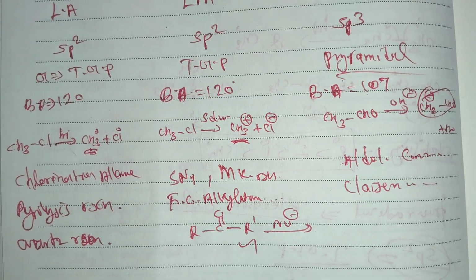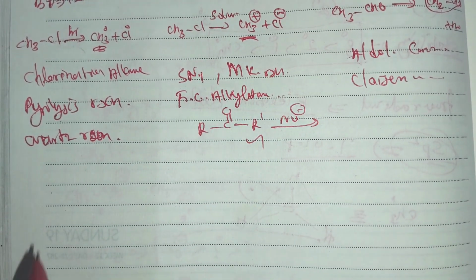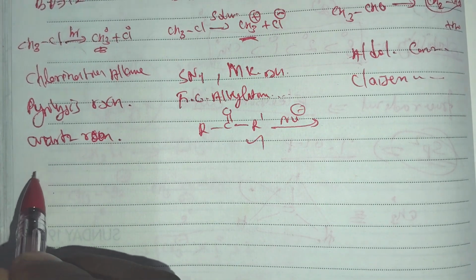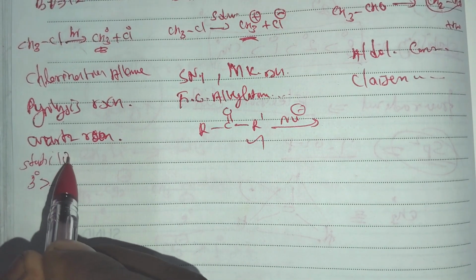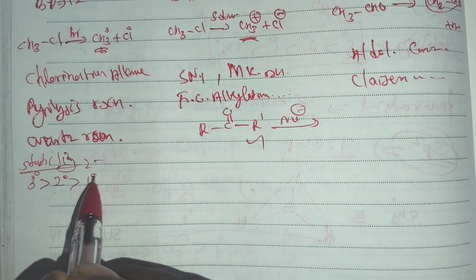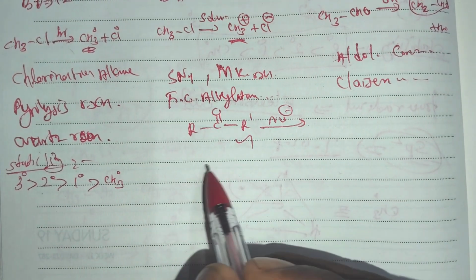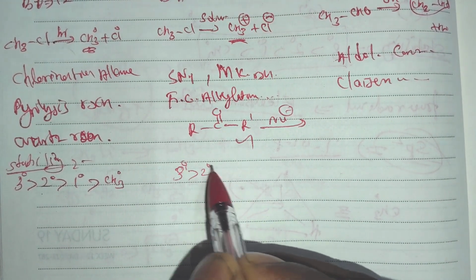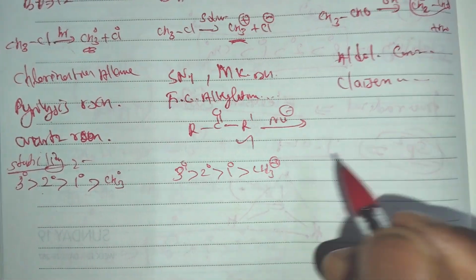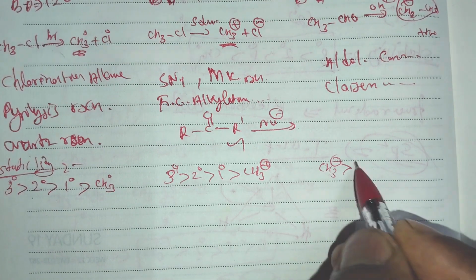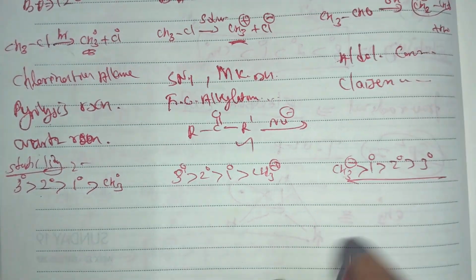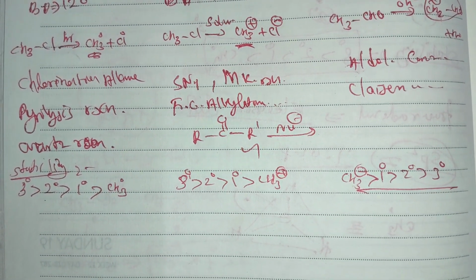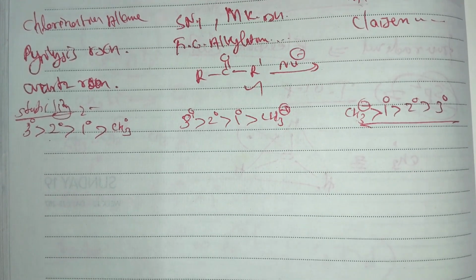Okay, the next case is the stability order. For free radicals, tertiary is most stable: tertiary, secondary, primary, and the methyl free radical is very much less stable. In the carbocation, it is tertiary, secondary, primary, methyl. And for the carbanion, CH3 minus, primary, secondary, tertiary, with tertiary being very much less stable. This is the stability order.